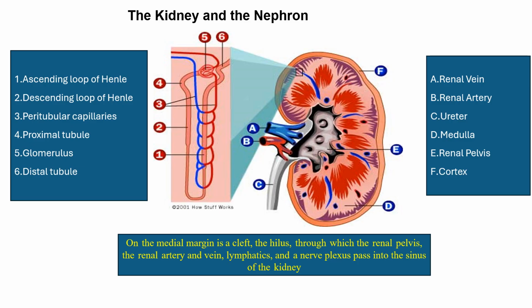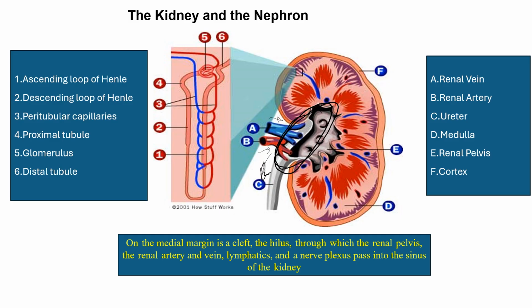The medial part of the kidney is called the hilum of the kidney. And the three important structures in the hilum are the renal artery, the renal vein, and the renal pelvis. So the renal artery goes inside the kidney, the renal vein leaves the kidney to go to the inferior vena cava, and the renal pelvis leaves the kidney to form the ureter to drain the urine. At the same time, there are some lymphatics and nerve plexus that pass into the sinus of the kidney.